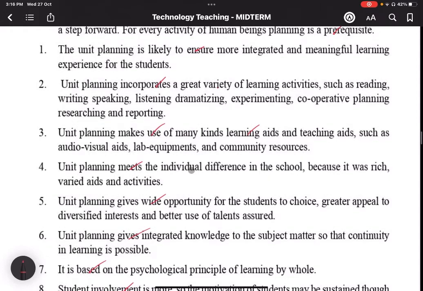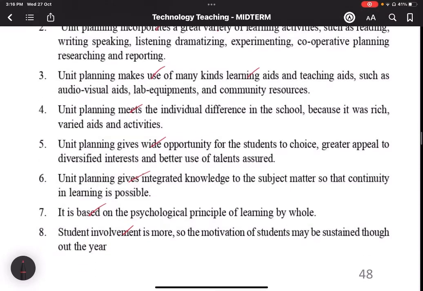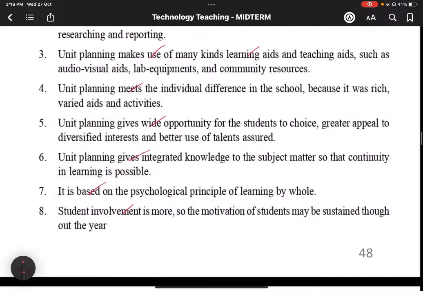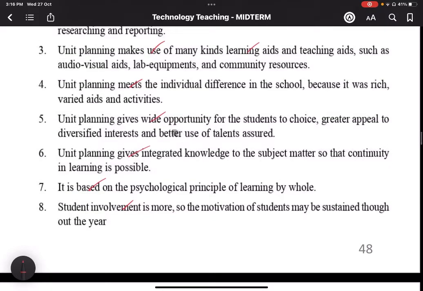Unit planning meets the individual difference in the school. Hindi lang sa isang group ka dapat nakafocus. Unit plan mo should be available and should be used by, and should be distributed or applied to different individual sa loob ng iyong classroom. Unit planning gives opportunity for the students to choose, greater appeal to diversified interests. Yan, in relation to number 4. Dapat malawak yung scope mo at marami ang makakakuha. No? Hindi lang yung matatalino or yung mga fast learner, pati na rin yung mga slow learner.